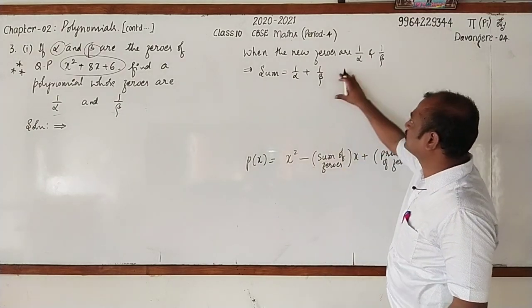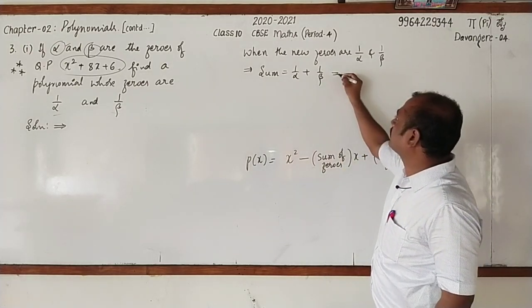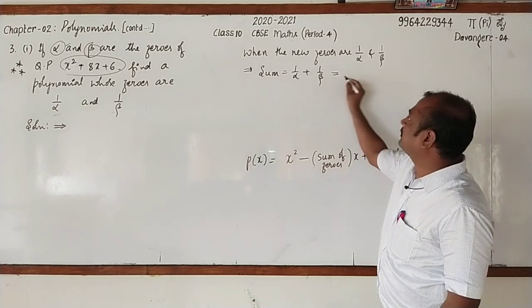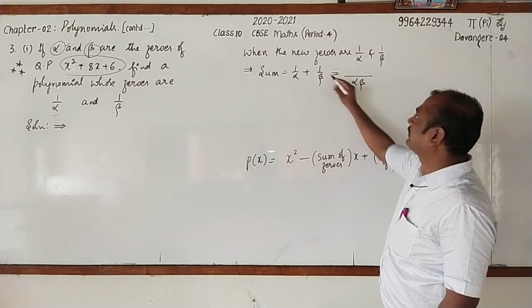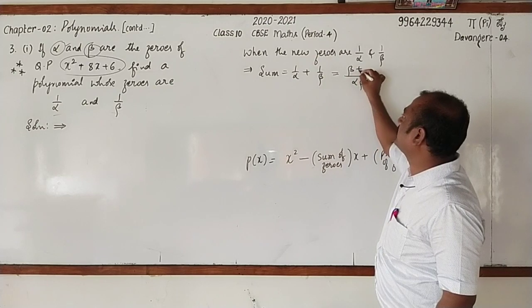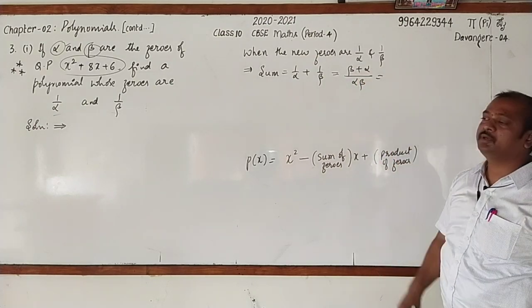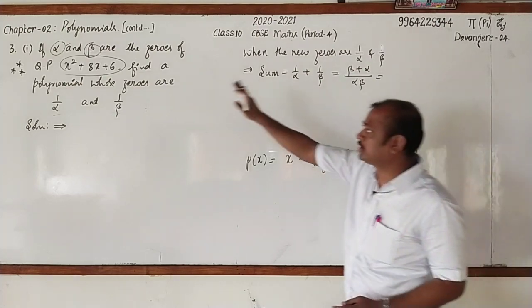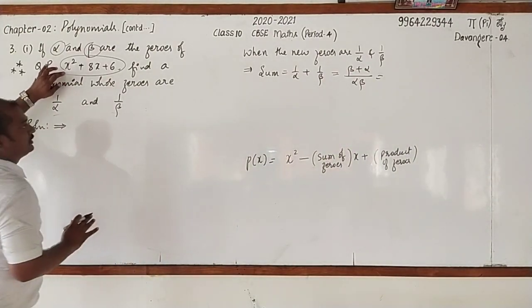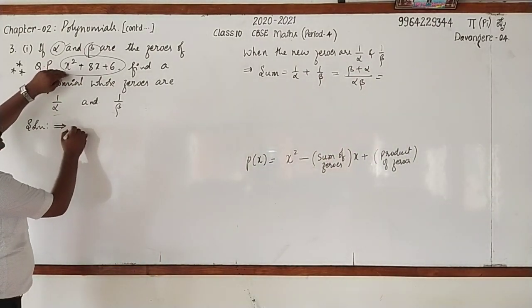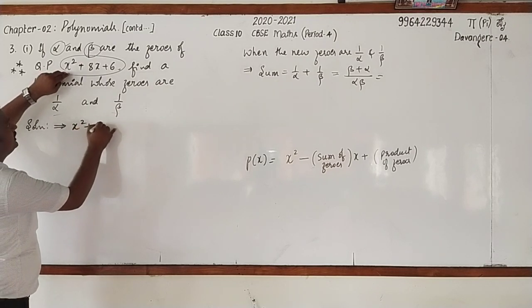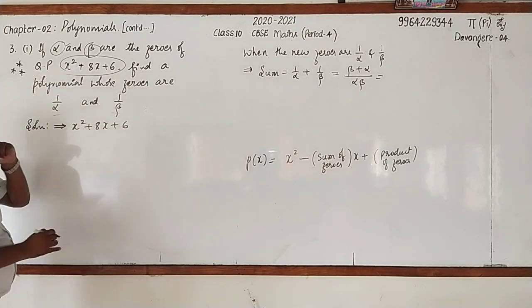Here I have less space, so I am continuing here. It is equal to, it can be simplified, alpha into beta. Then it is beta plus alpha. But do you know alpha plus beta and alpha into beta? Unknown. Those are to be found out by you. The given polynomial is x square plus 8x plus 6.